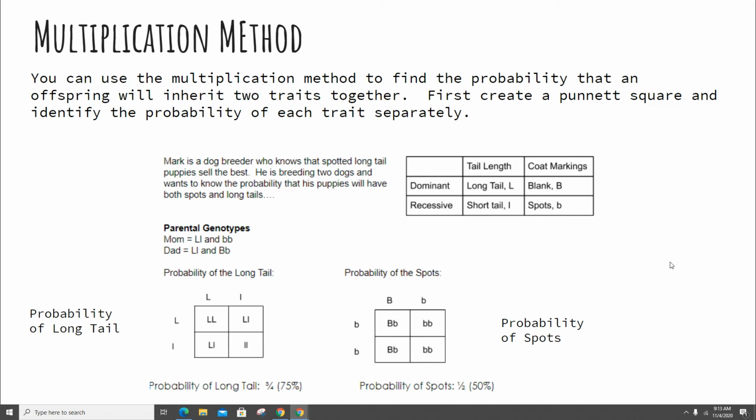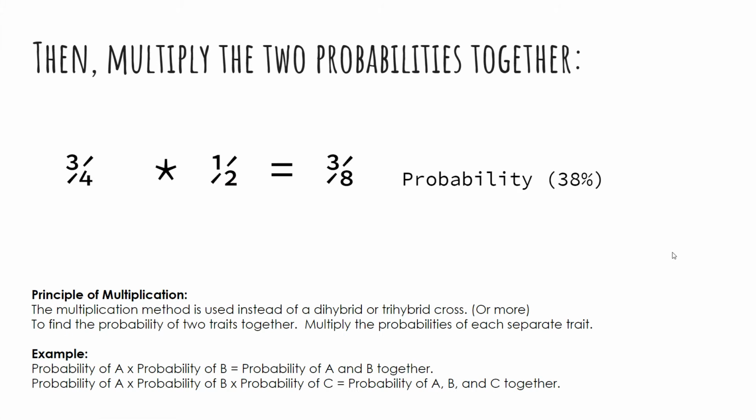And so how do I know what the probability of both of those is going to be together? Well, it's really simple. All you do is multiply your two probabilities. So the 3/4, which is my probability of having a long tail, multiplied by 1/2, or my probability of having spots, that tells me that 3 out of 8 offspring will have both a long tail and spots. So that works out to about 38%.